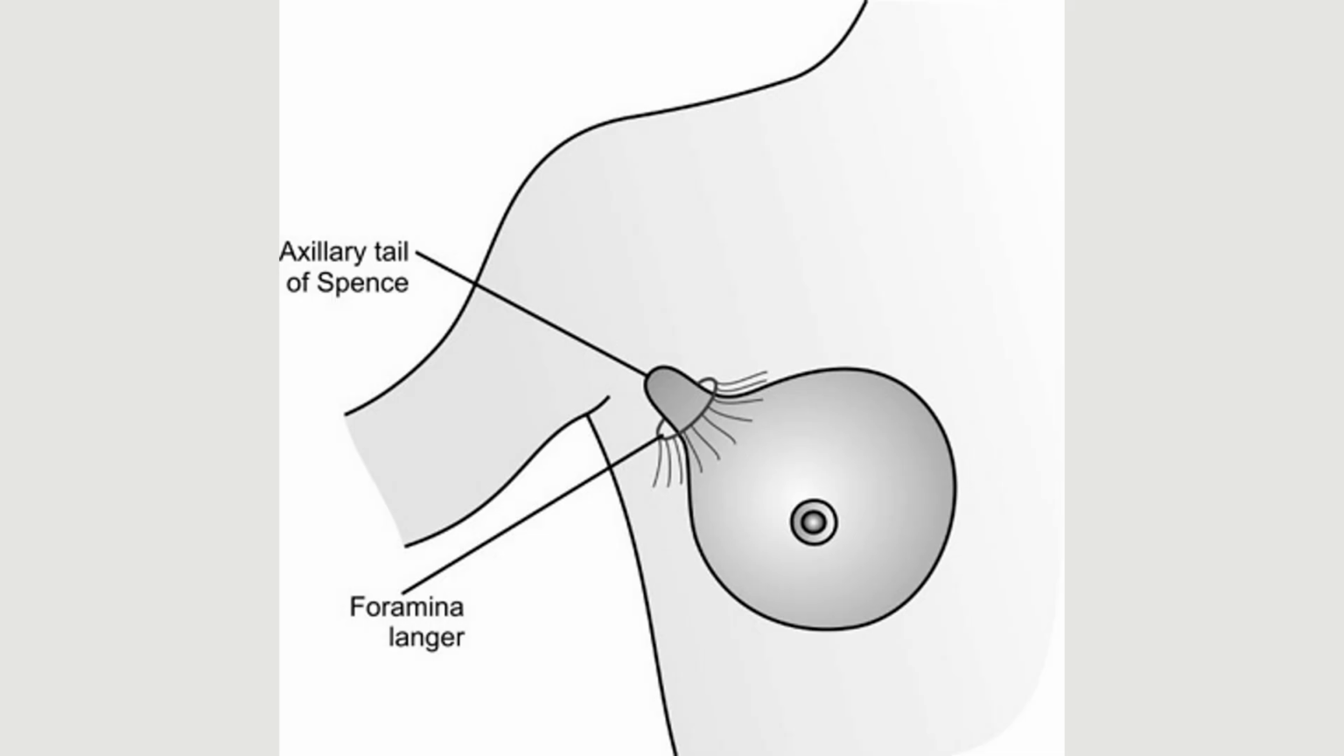A part of the upper outer quadrant of the gland extending into the deep fascia is called the axillary tail of Spence. It extends upward and laterally to enter the axilla. The aperture from where the axillary tail of Spence passes into the axilla is called the foramen of Langer. Although usually benign, the axillary tail of Spence needs to be considered in the diagnosis of axillary lumps and potential breast cancer.